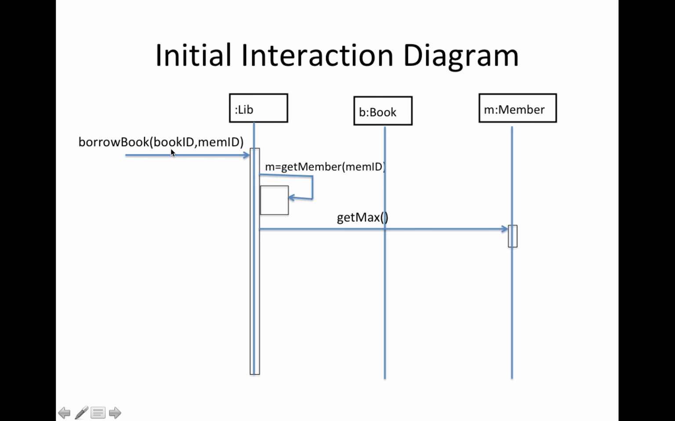So the first thing it does, being passed the string IDs, is that it does not really know which object to interact with. Remember, there could be hundreds of book objects and hundreds of member objects. So the first thing it does, assuming that member ID is unique, is get a reference to the particular member object. And that member object is referred to by M. Then the next thing it does, now having got a handle to that member object, is call the get max.